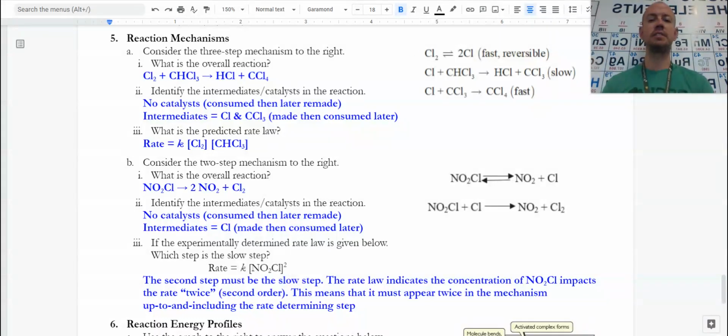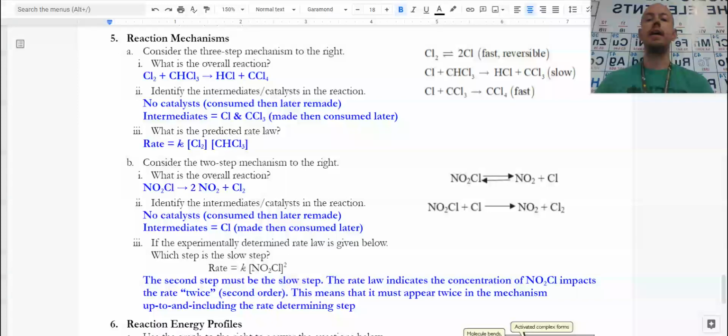So as we do this, when we're looking at an overall reaction, we would cross off anything that appears on both sides. So the two Cls would cancel out, the Cl and the Cl right there. The CCl3 and the CCl3 would cancel one another out to give us the idea that we only have Cl2 and CHCl3 as reactants, and we have HCl and CCl4 as products. And if we're doing this on paper, crossing those off would be a great way to show that throughout that process.